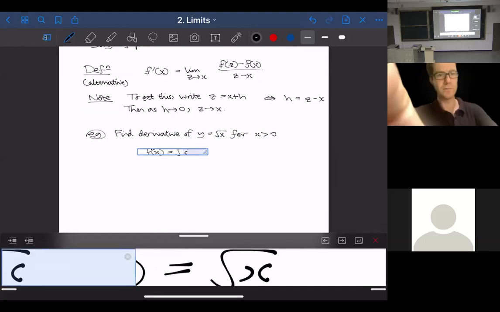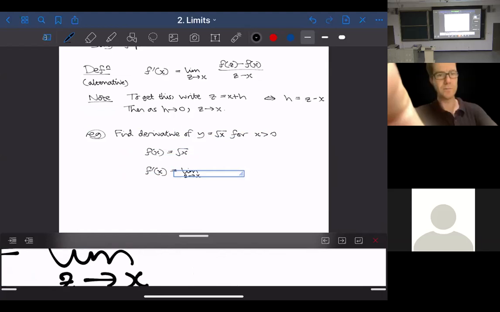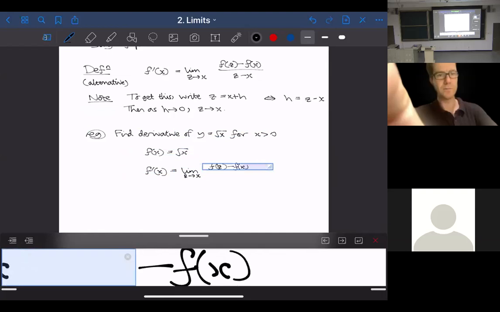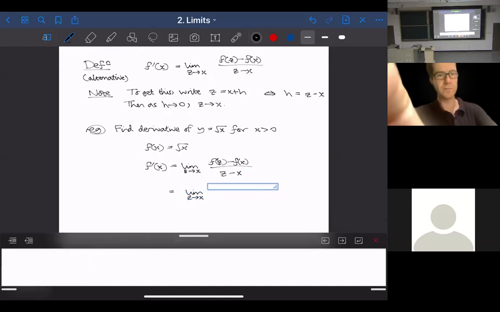So I let f(x) be the square root of x, and then using this second definition, f prime x is the limit as z goes to x of f(z) minus f(x) over z minus x. So that's the limit as z goes to x of root z minus root x over z minus x.